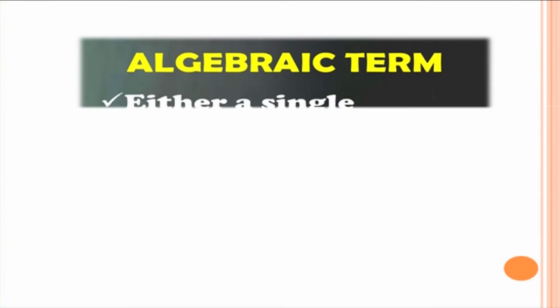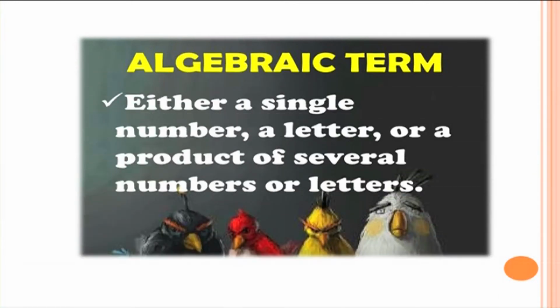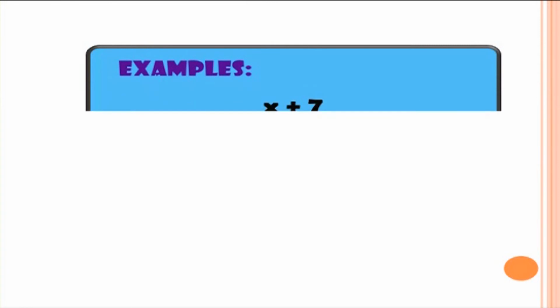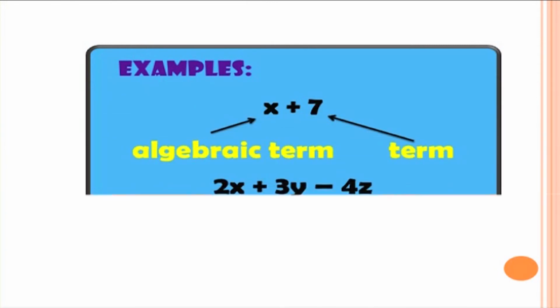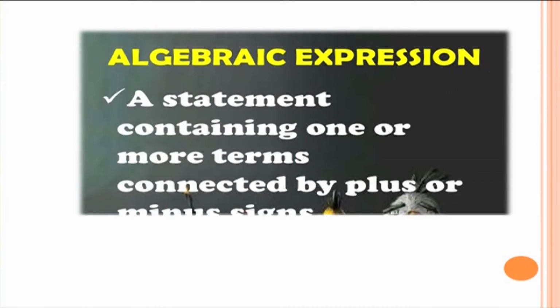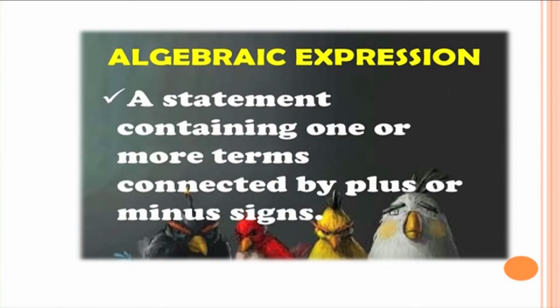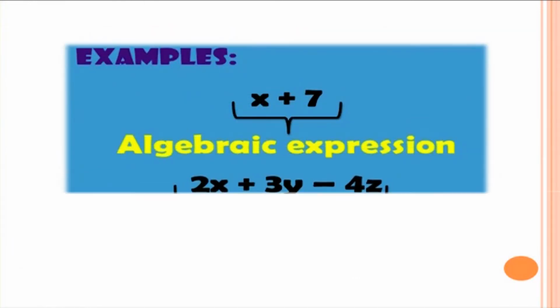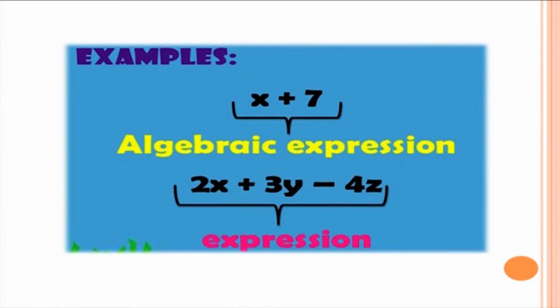To define an algebraic term, either a single number, a letter or a product of several numbers or letters is called an algebraic term. For example, in x plus 7, the algebraic terms are x and 7. 2x, 3y and minus 4z are 3 different terms. So an algebraic expression is a statement containing one or more terms connected by plus or minus signs. For example, x plus 7 is an algebraic expression with 2 terms, and 2x plus 3y minus 4z is an expression with 3 terms.